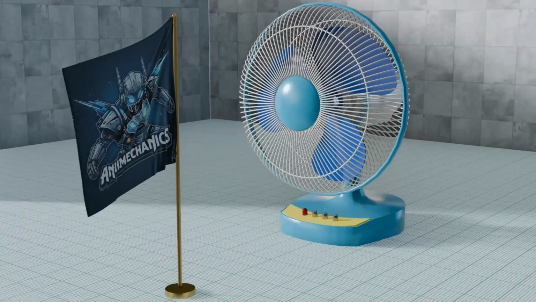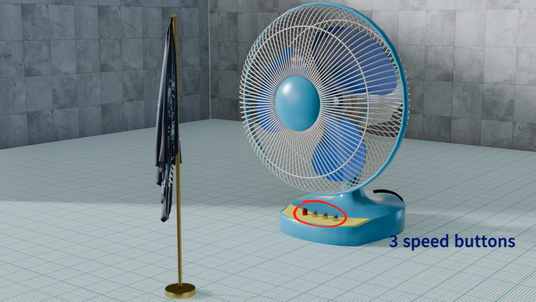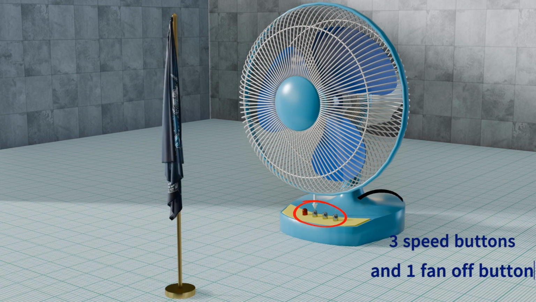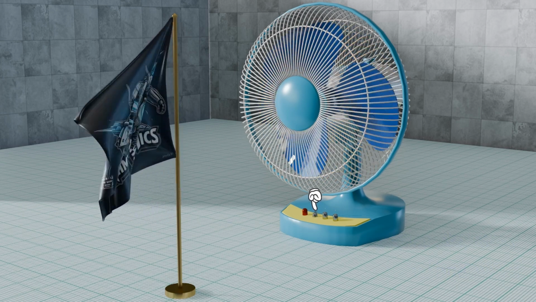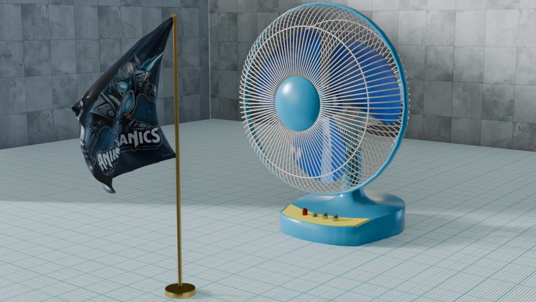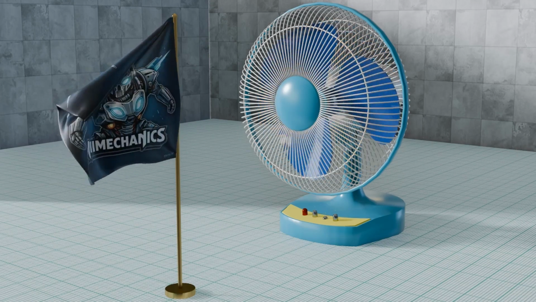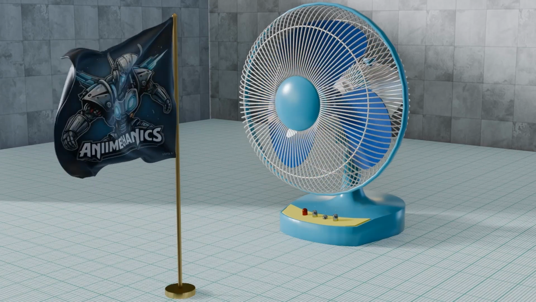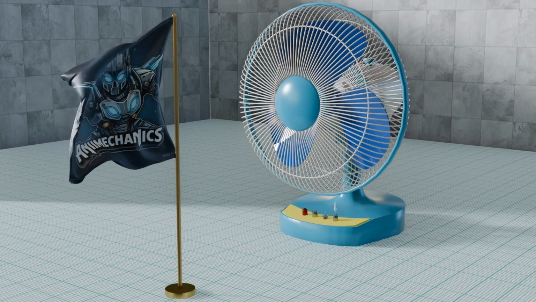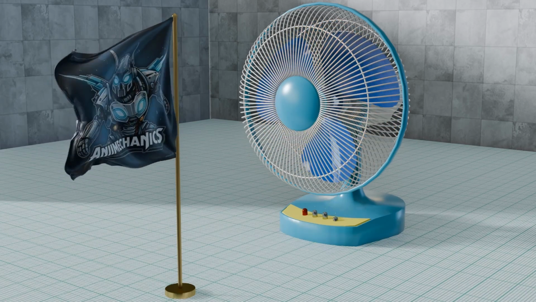On the bottom side of this fan, you'll find a few buttons, 3 for speed control and 1 to turn the fan off. When you press the first button, the fan starts rotating at its lowest speed. Pressing the second button releases the first one and increases the fan's speed. Similarly, pressing the third button releases the second and runs the fan at its maximum speed.